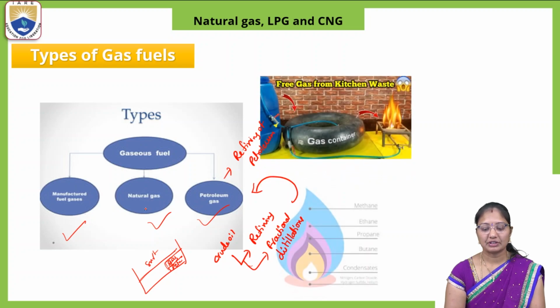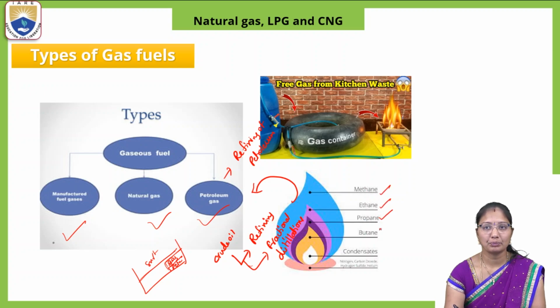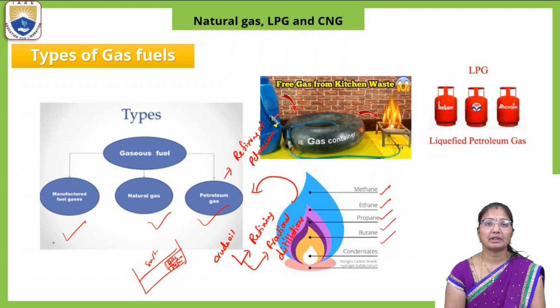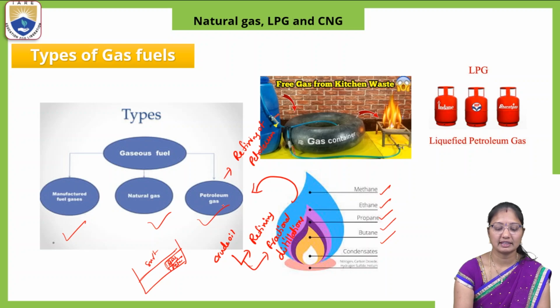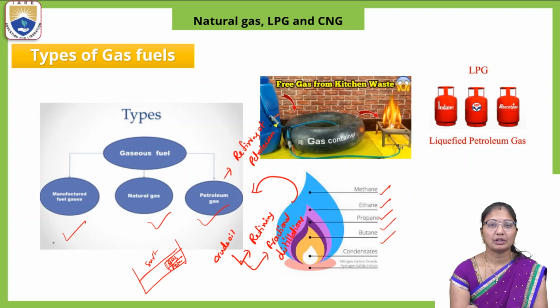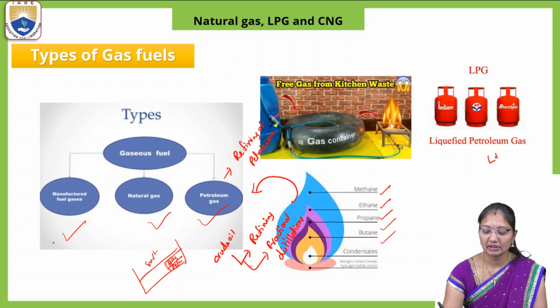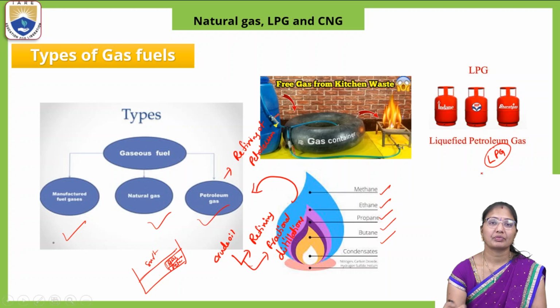And from kitchen waste we will get this. These are the manufactured gases like methane, ethane, propane, butane, condensates. All are manufactured gases. And the liquefied petroleum gas is the gas which we obtain from petroleum by the petroleum distillation process. This is the liquefied petroleum gas that we use in kitchens for cooking.